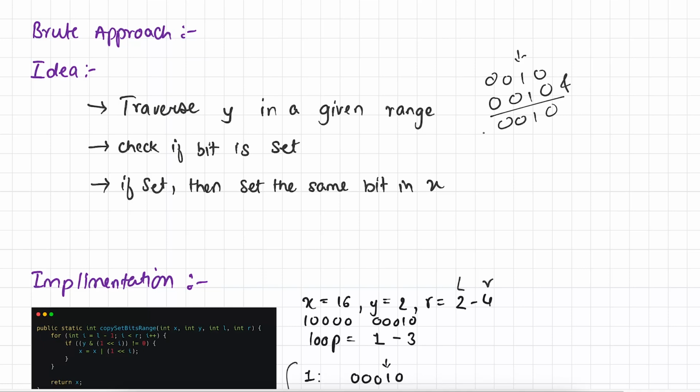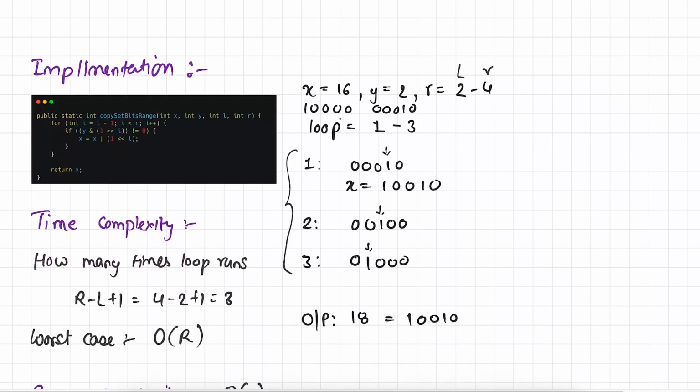And how do we set any bit in a number? Let's say the number is 0010, and if I want to set this bit, then what we have to do? We have to do bitwise OR with a number whose third bit is set. After doing bitwise OR, we get this bit as set. So these two operators we are using here. So this is the simple idea. So let's see the implementation of this approach.